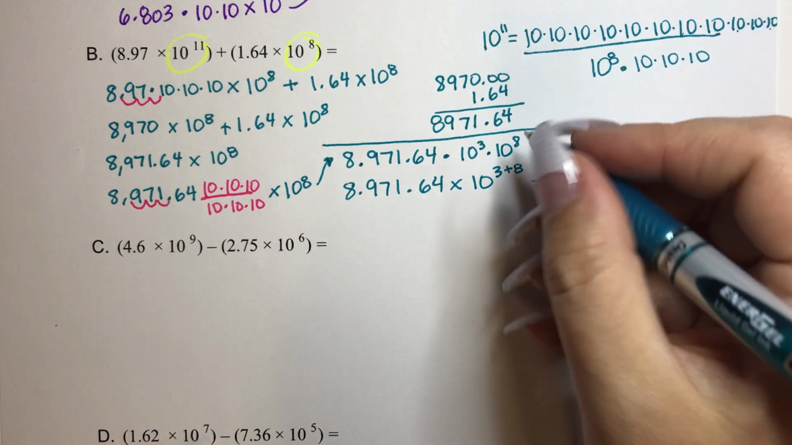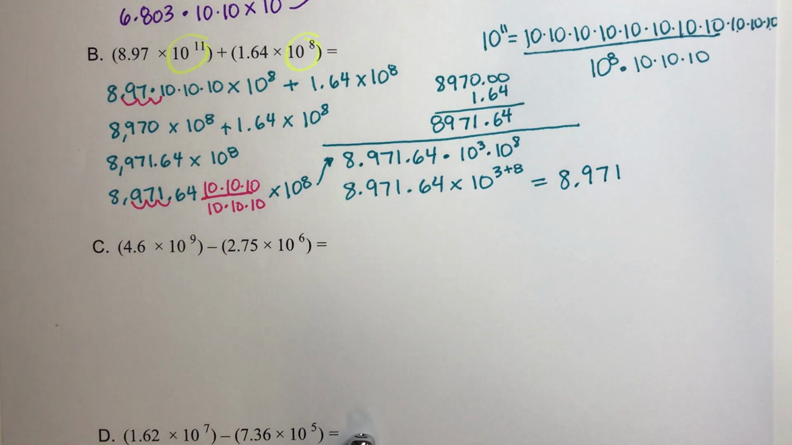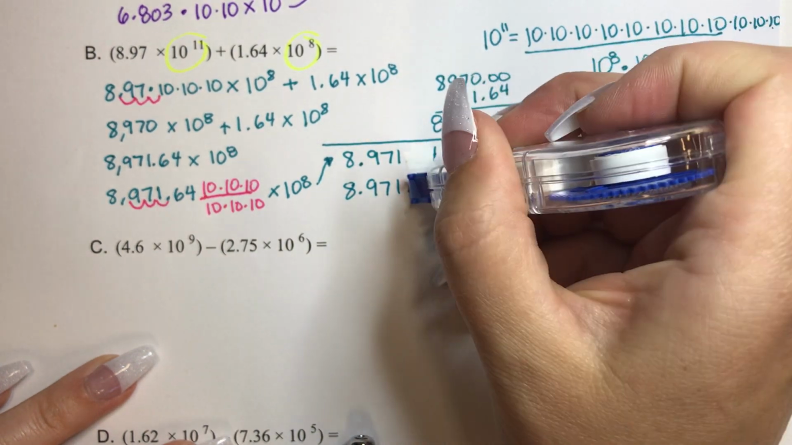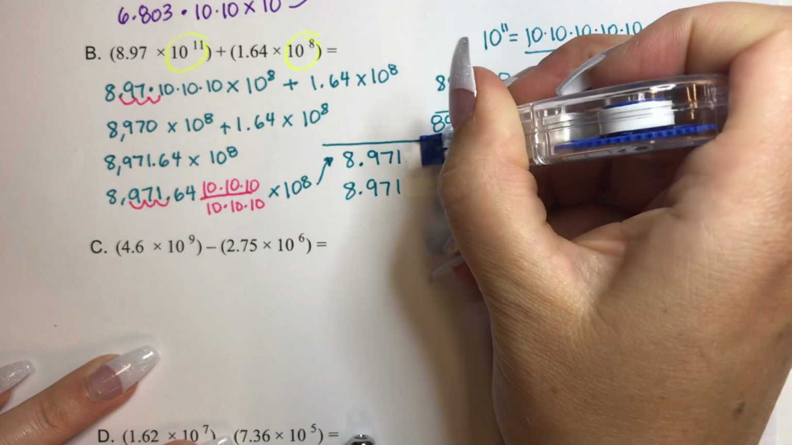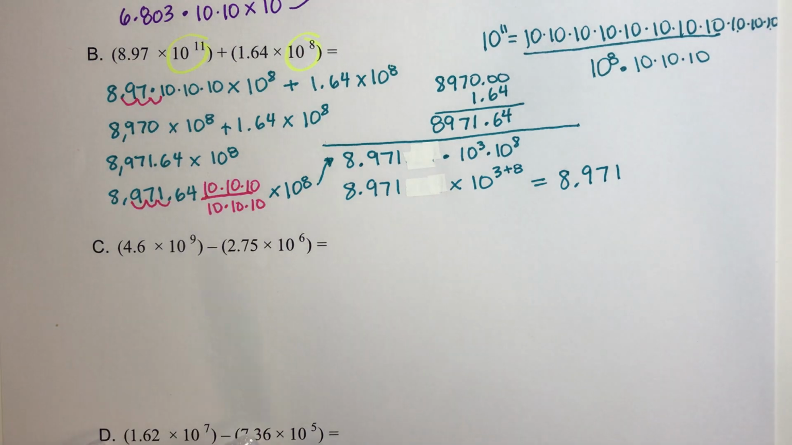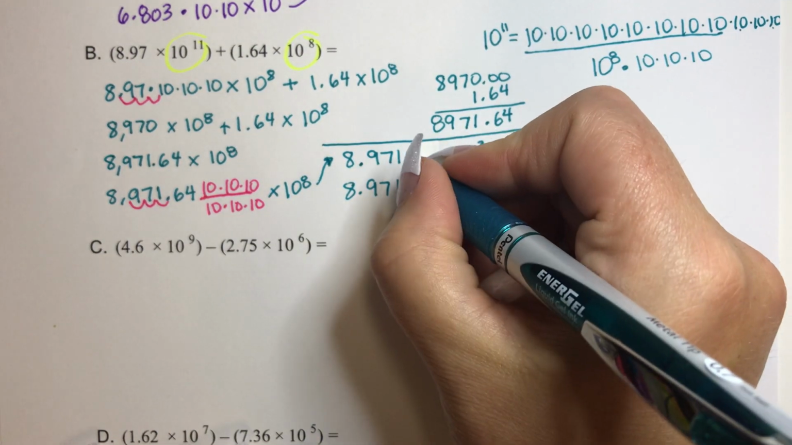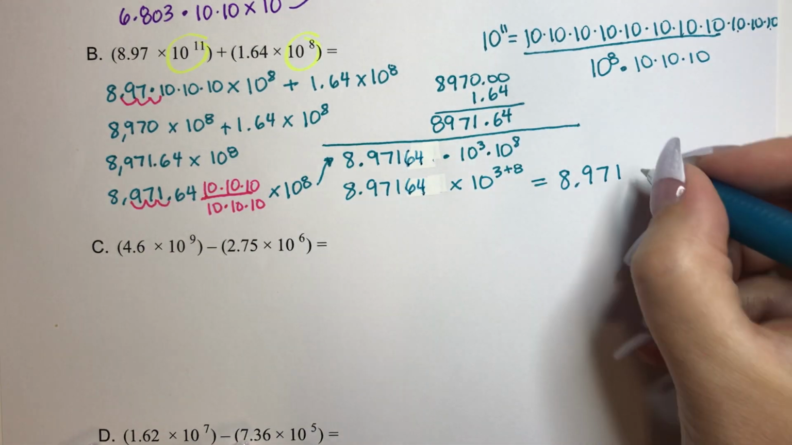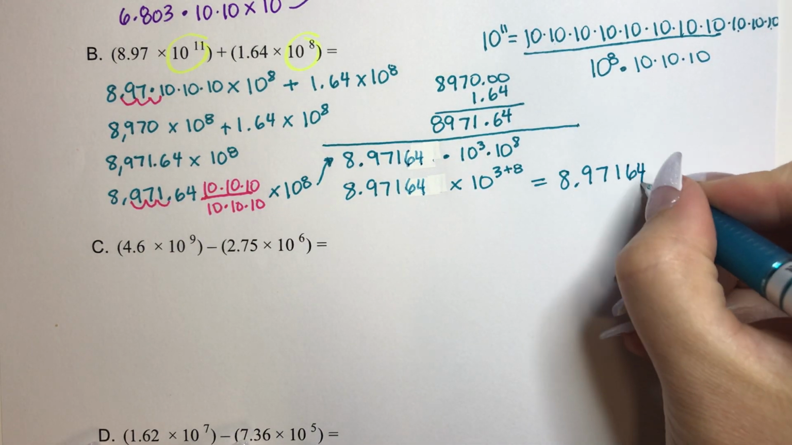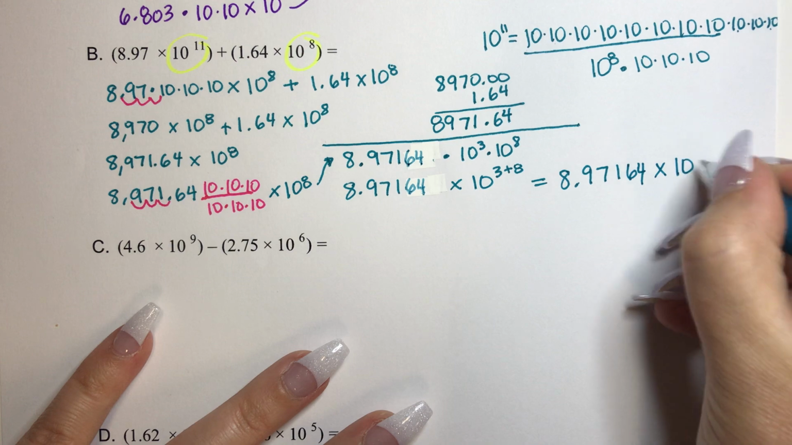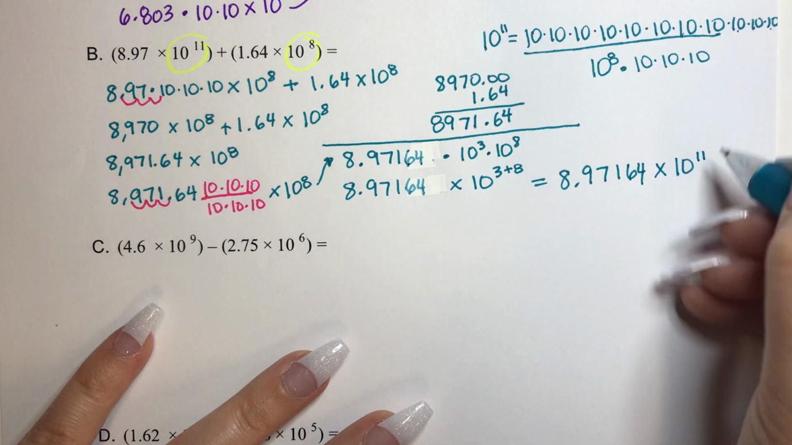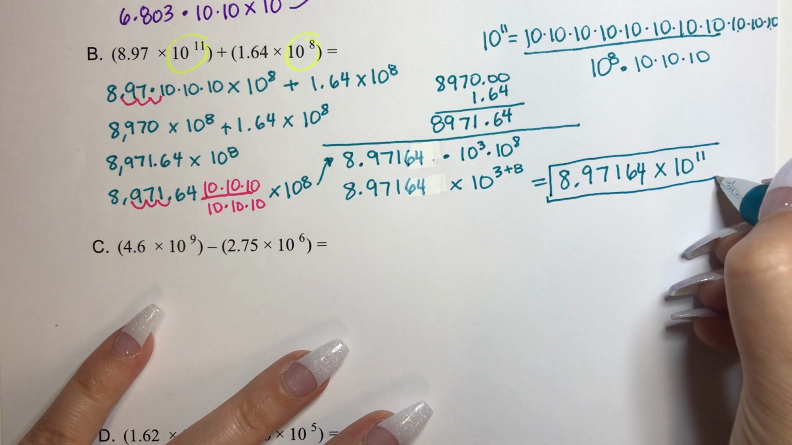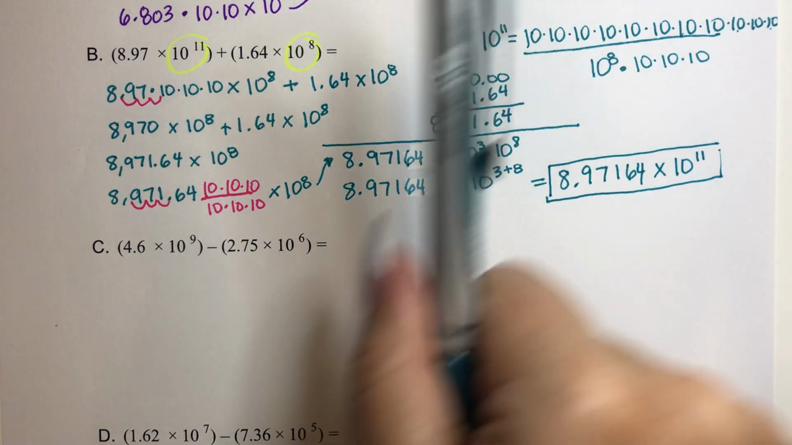8.971. Oh, whoopsie daisy. That's not supposed to be a 0.64. There's not 2 decimal places. You're probably like, what are you doing? It should just be 64, like that, and this should be 64, and this would be 64 times 10 to the 11th power. 3 plus 8 is 11, and that is our final answer. It's between 1 and 10, which is perfect. So if you got that one right, great job.